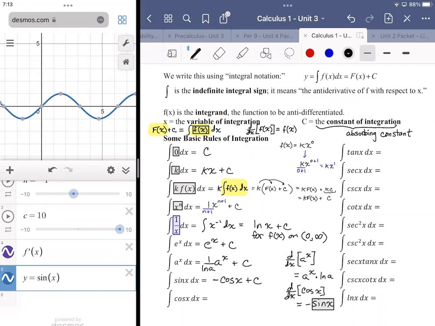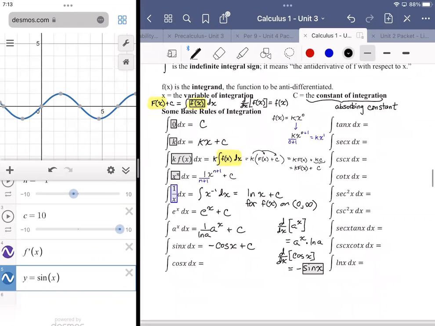All right. The derivative of sine is equal to cosine. So perhaps the antiderivative of cosine is sine. I'm being theatrical. I mean, if the derivative of sine is cosine, then of course the antiderivative of cosine is sine. Just don't forget the plus c.